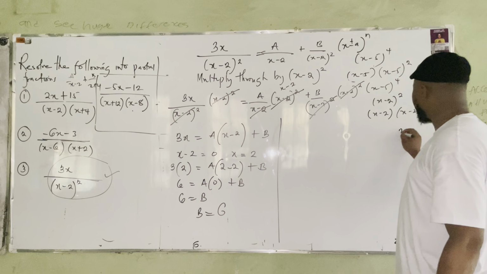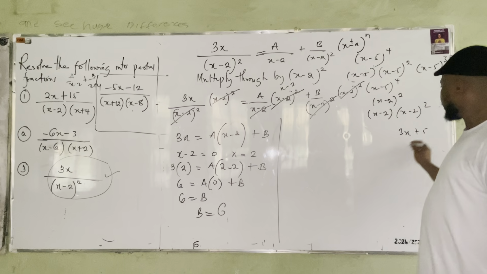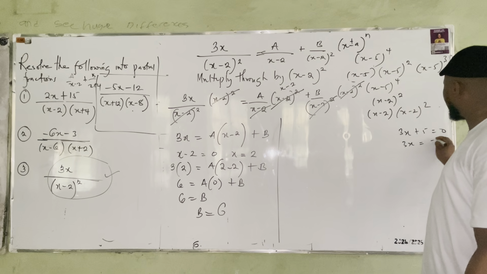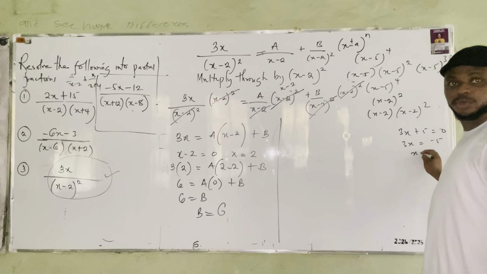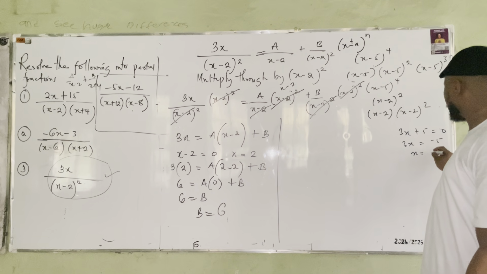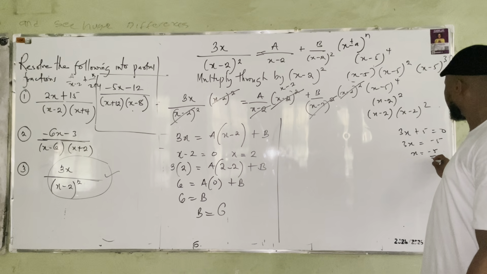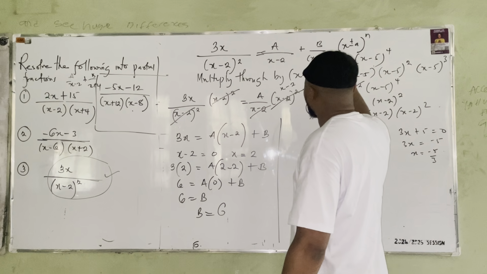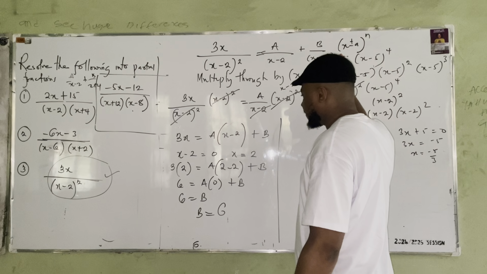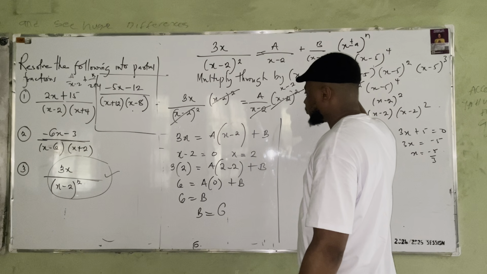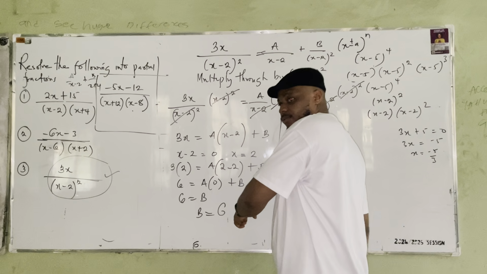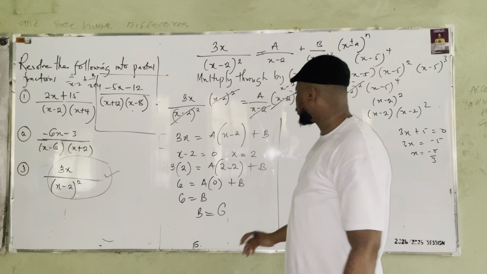Even if we have something like 3x plus 5, we can easily equate this to 0 too. We say 3x will be equal to minus 5. x will be equal to what? Minus 5 over 3. Okay? But in this case, we have (x minus 2) all squared. Alright? So b is equal to 6. How do we now do it?